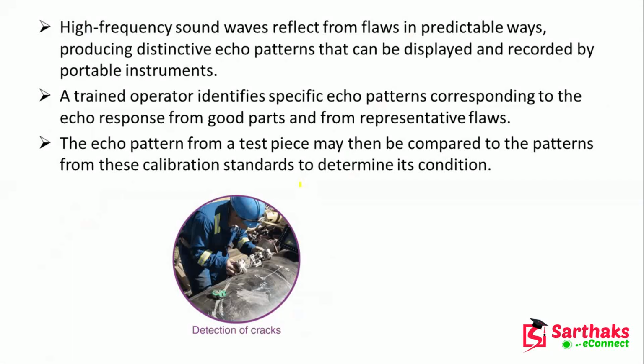So high frequency sound waves reflect from the cracks or flaws, then this echo pattern will be analyzed. It will be displayed by the software, analyzed, and recorded in a portable instrument. After detection, if there is any crack, the measures should be taken. The echo pattern from the test piece may then be compared to the patterns from calibration standards to determine the condition, right? That means if I am getting some pattern here, I have to compare it with the pattern of the normal case, that means a pipe that does not have any crack. So we know this is the ideal pattern. If there is any variation over the pattern, then you can see that yes, this is a crack and it cannot be considered good.